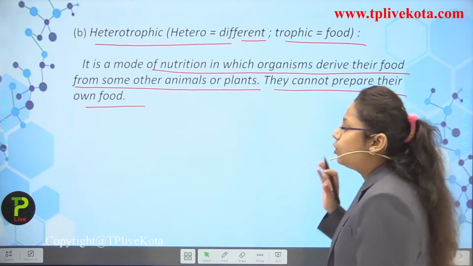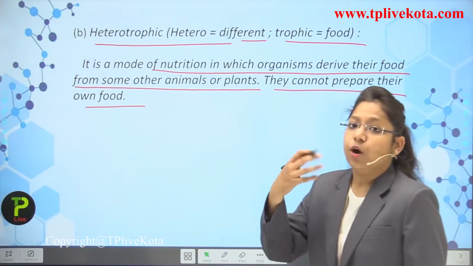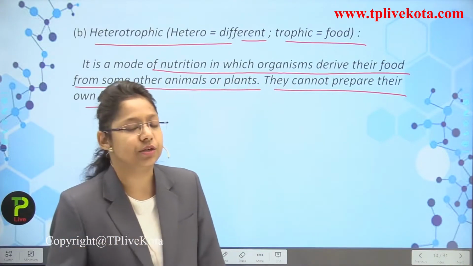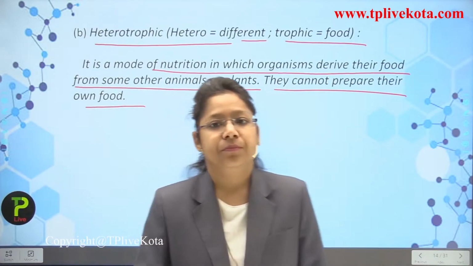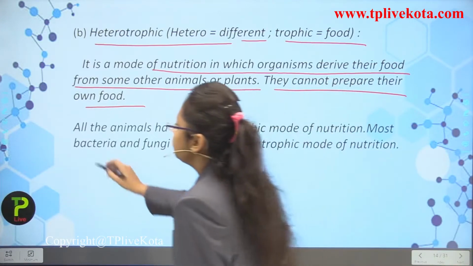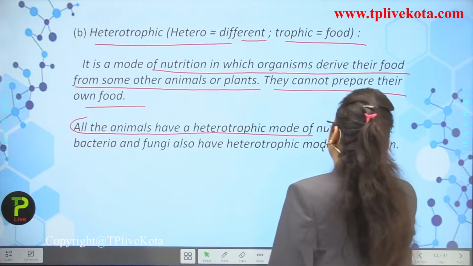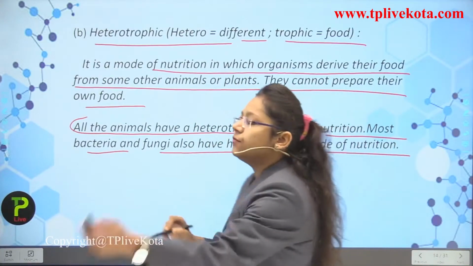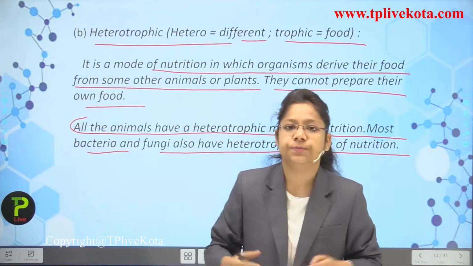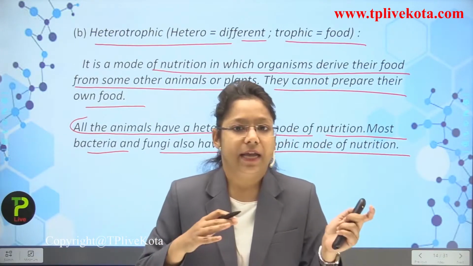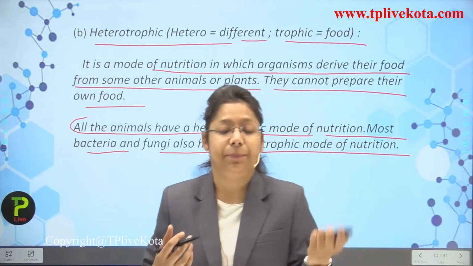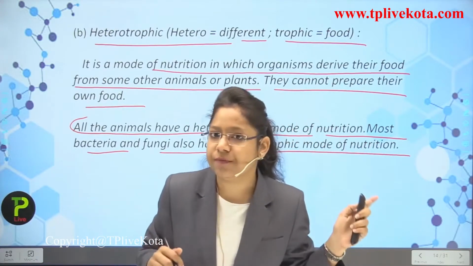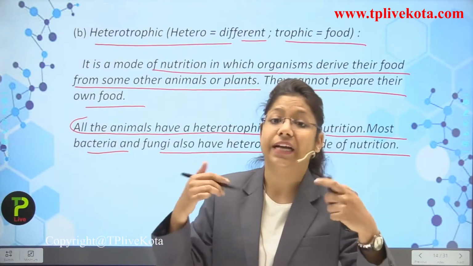So the heterotrophic mode of nutrition is dependent nutrition on another organism. All the animals have the heterotrophic mode of nutrition. Most bacteria and fungi also have the heterotrophic mode of nutrition. You can see here, students, that bacteria and fungi as well as all other organisms which are dependent upon another organism for their survival come under the category of heterotrophic mode of nutrition, including us also.